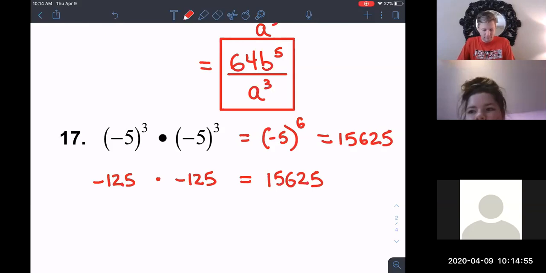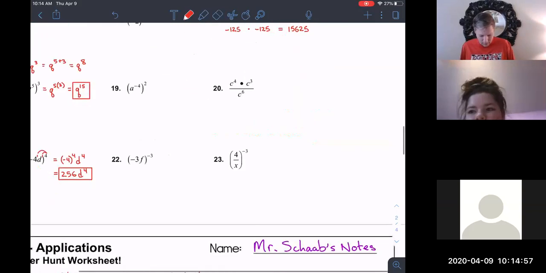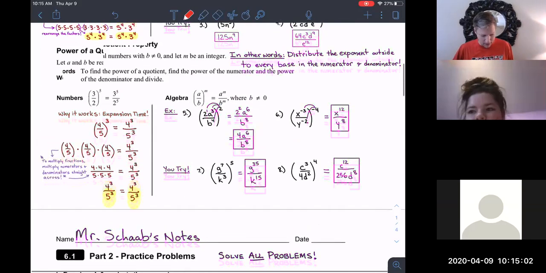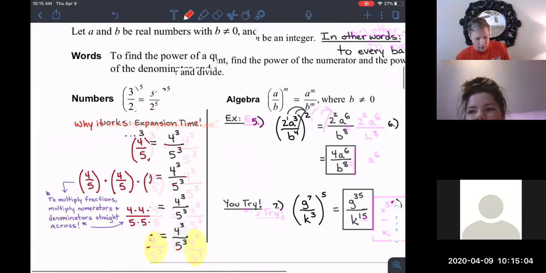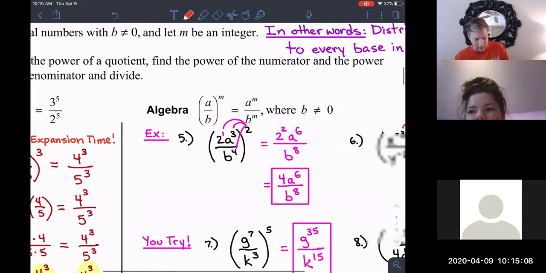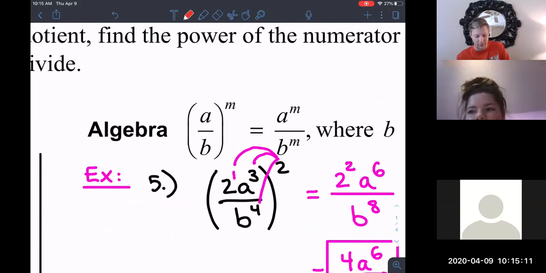How would we do 23? Okay. 23 is one of the new ones that we learned this week. That is the power of a quotient rule. So if you have, and here's a good example, a fraction in parentheses and the whole fraction is being raised to a power, you just distribute that power, just kind of like I did here. You distribute that power to every exponent in the parentheses. It doesn't matter if it's on top or bottom. You multiply the exponents for every base there is.